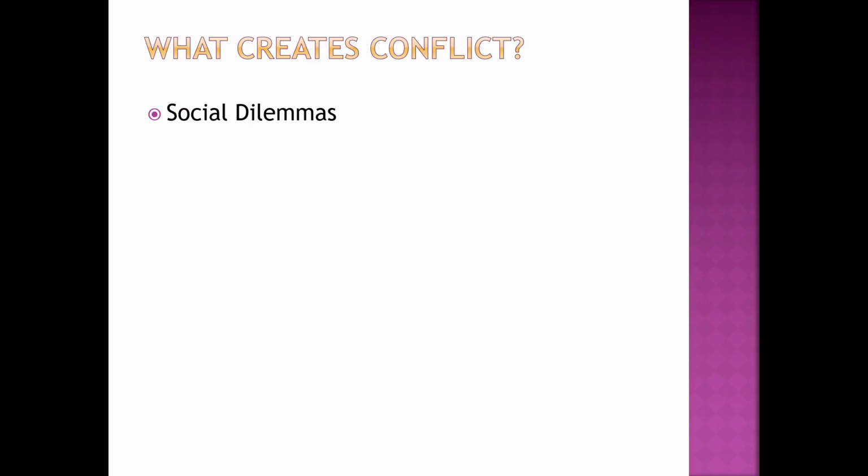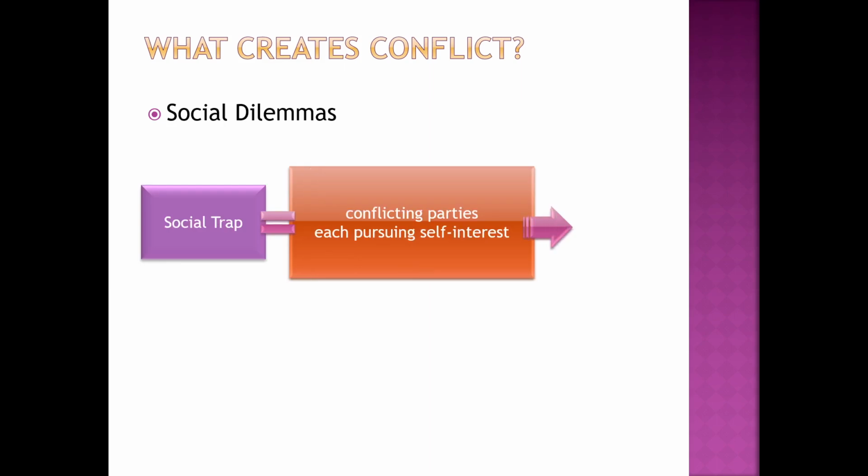So first off, what creates conflict? One of the primary sources of conflict would be social dilemmas. Social dilemmas, as you recall, is when there is some kind of social trap, which means that the conflicting parties are each pursuing their own self-interest. And both parties are not going to achieve that goal, but they're both pursuing it. And if one of them gets their goal met, then that by definition means the other one's not going to. So that's going to lead to mutually destructive behavior as each individual or each country or each group is working towards their own self-interest to the detriment of the other. And in fact, possibly to their own detriment.